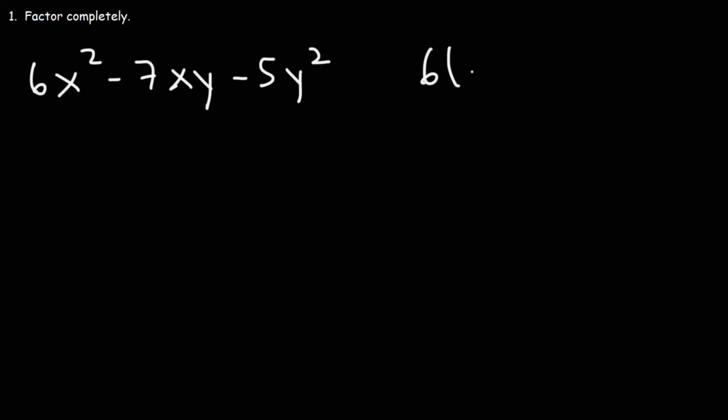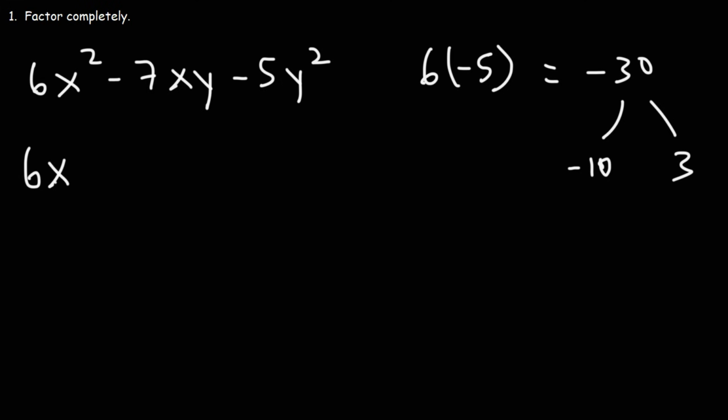So if we multiply 6 by negative 5, we're going to get negative 30. And then we need to find two numbers that multiply to negative 30 but add to the middle coefficient, negative 7. That's going to be negative 10 and 3. Negative 10 times 3 is negative 30, but negative 10 plus 3 adds up to negative 7. So what we're going to do is split the middle term into these two parts. So instead of writing negative 7xy, we're going to write positive 3xy and negative 10xy.